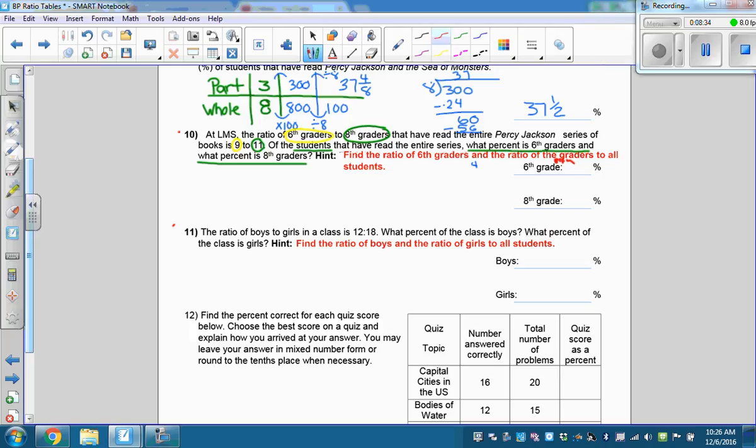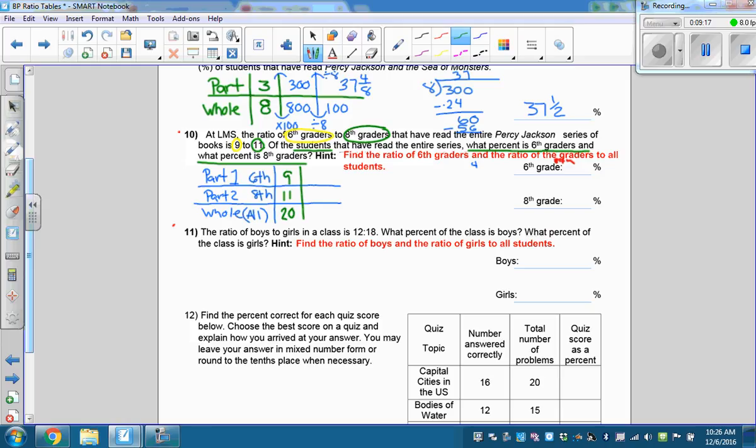In other words, there is more than one population here. Part 1 would be the sixth graders. Part 2 would be the eighth graders. Those 2 parts make the whole. The whole is all students. So the ratio is sixth graders 9 to eighth graders 11. So the whole would be 9 plus 11 or 20.